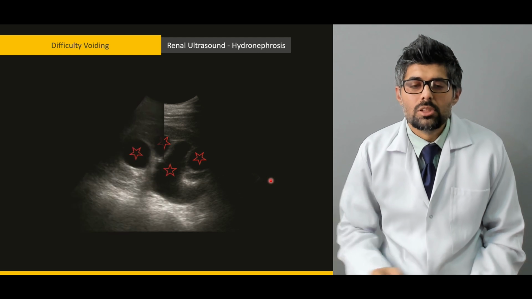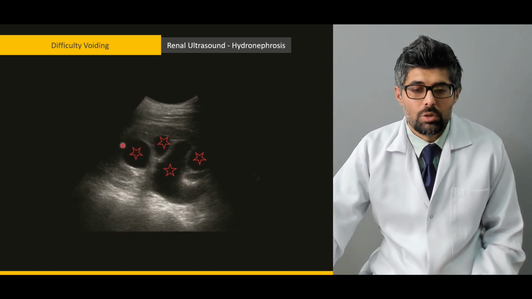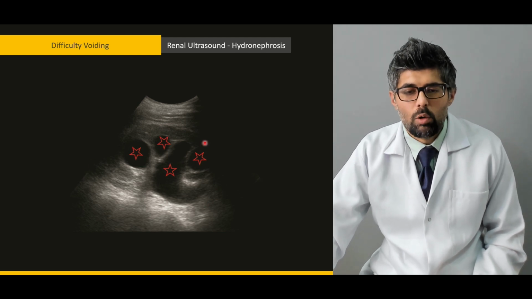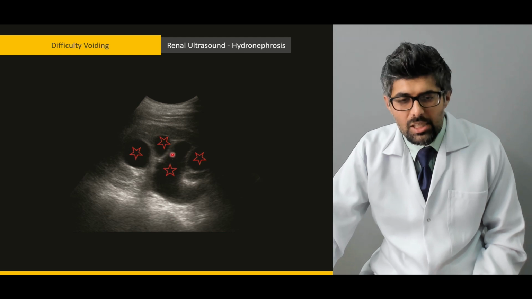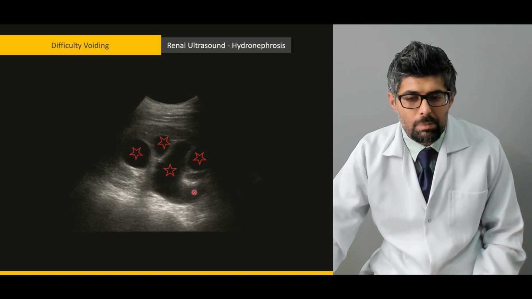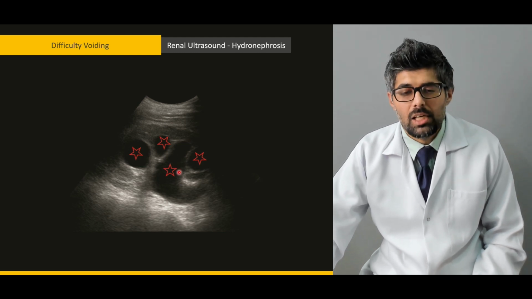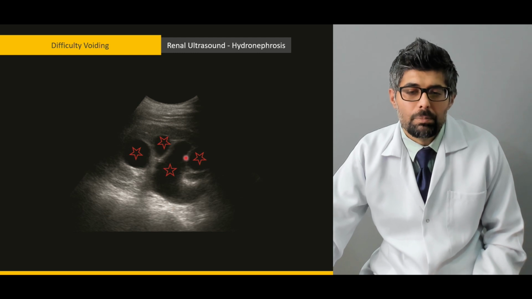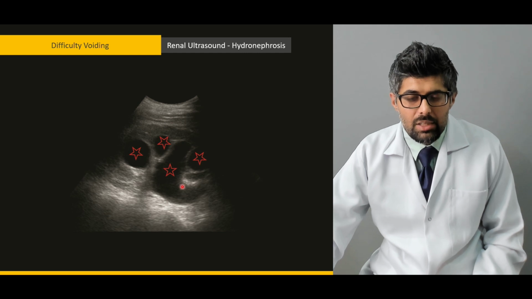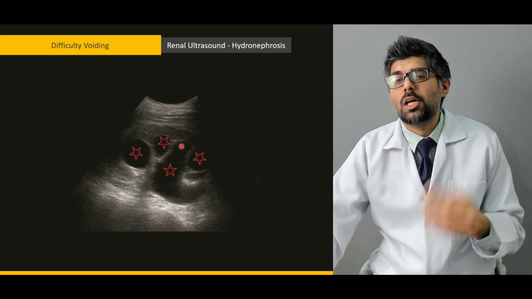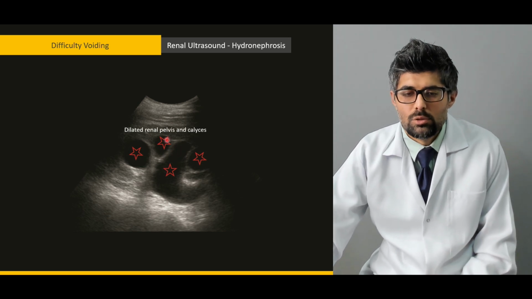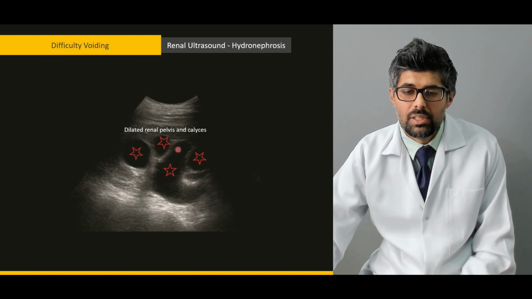Now, this is an ultrasound of a patient with hydronephrosis. Now, this is the kidney of the patient, and you can easily appreciate that the calyces and the pelvis of the patient are extremely dilated because of the pooling of the urine inside the kidney. And this is happening because the patient is unable to pass the urine. So these are the dilated pelvis and the calyces.